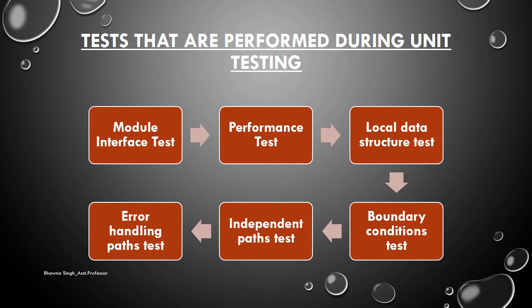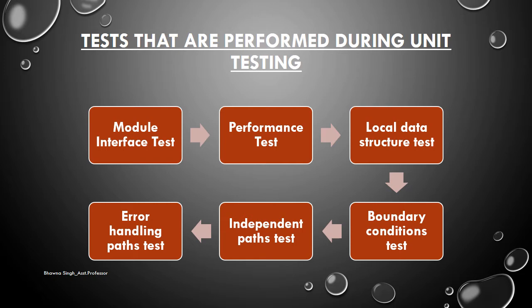It is used to check whether the local data that is stored within the module is properly stored or not. Then we have the boundary conditions test. The boundary conditions test is used to ensure that the program is working properly at the boundary conditions. For example, we give certain inputs that are used to check the reliability of the system.